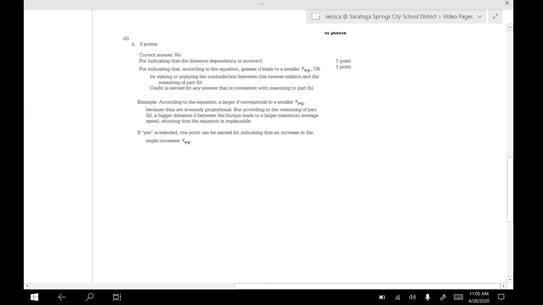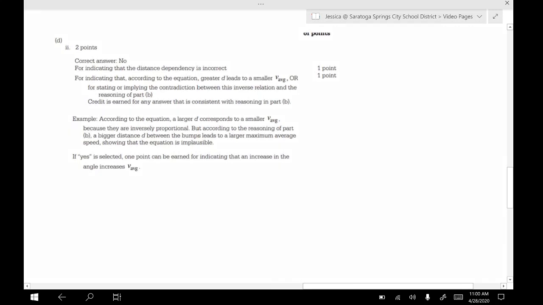Okay. So for indicating that the distance dependency is incorrect, that's what I said. For indicating that according to the equation, a greater distance leads to a smaller V average, or for stating or implying a contradiction between the inverse relationship and the reasoning in B, that's what I said. Their example is, according to the equation, a larger distance corresponds to a smaller V average because they're inversely proportional, but according to the reasoning of part B, a bigger distance between bumps leads to a larger maximum average speed, showing that the equation is implausible. So I said that, but without such big words.